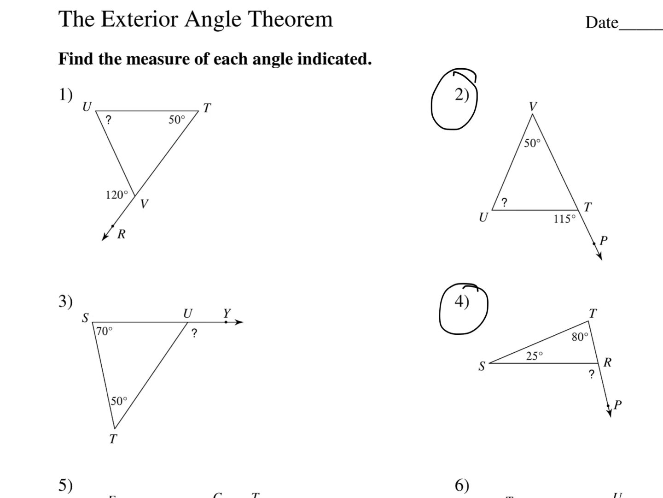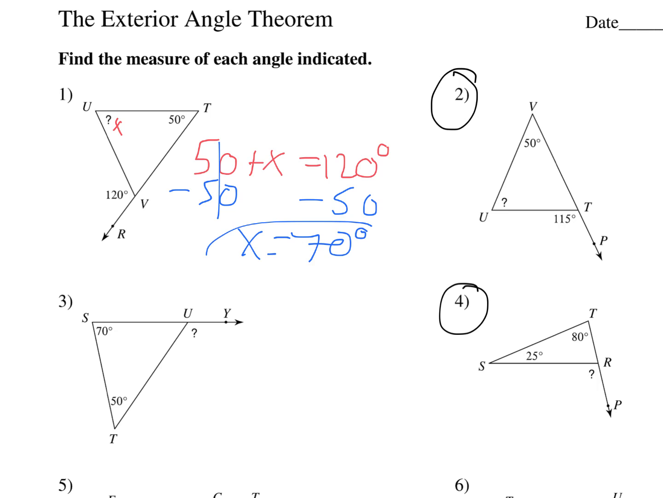So we need to set up an algebraic expression. The algebraic expression that we need to set up would be 50 plus x, we'll call the question mark x, equals 120 degrees. So then we solve for x, minus 50. 120 minus 50 equals 70. So x equals 70 degrees. And we can check that by factoring it back in. So 70 plus 50 equals 120.